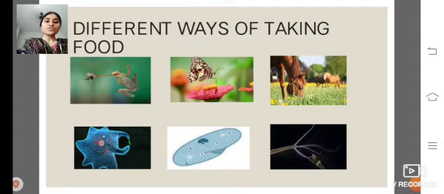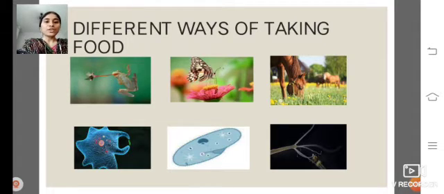In the first picture you can see a frog takes in insects with the help of its tongue. Second, a butterfly takes in nectar from the flower with the help of its proboscis. In the third picture you can see a horse; with the help of its mouth it eats grasses. Next is amoeba; with the help of its pseudopodia it engulfs its food.